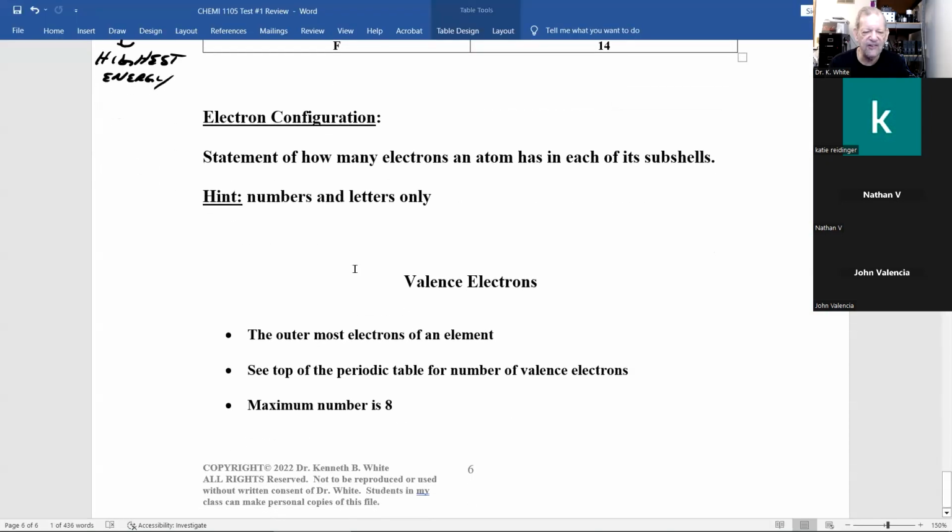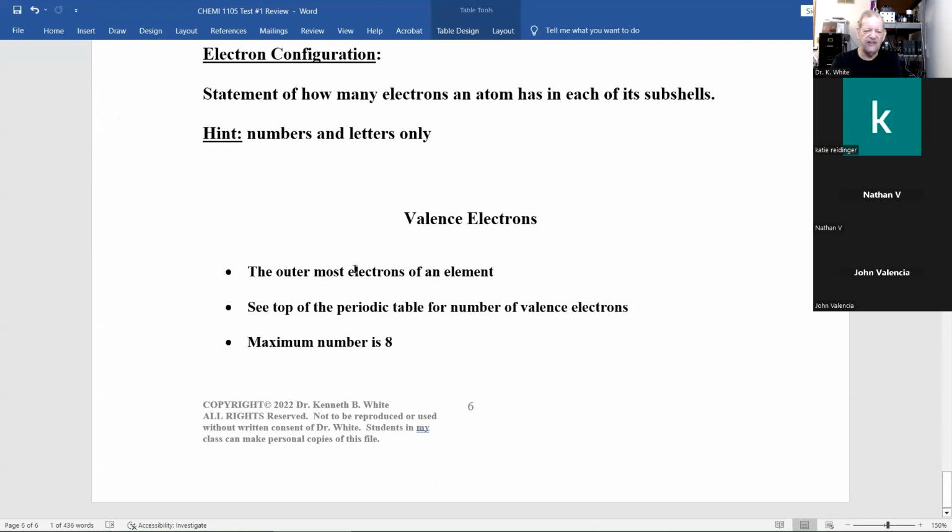All right, the next thing I talked about is the valence electrons. You should know the valence electrons are the outermost electrons of an element. The valence electrons, by the way, are the most important electrons in an element. Dr. White loves valence electrons. And how do you find how many valence electrons an element has? You look at the top of my periodic table.